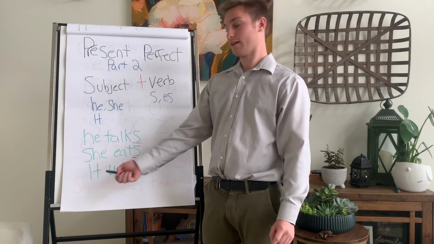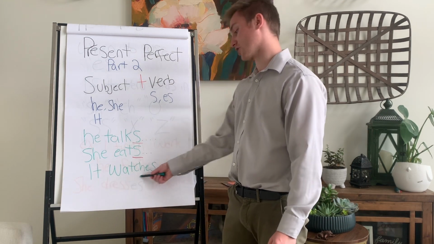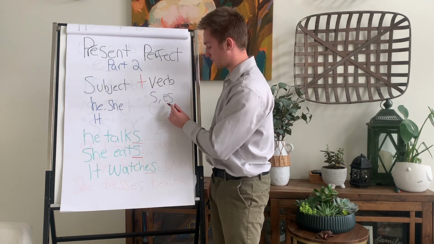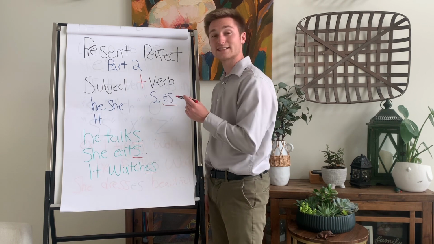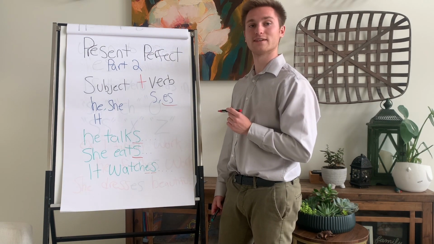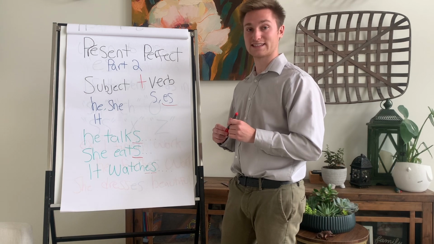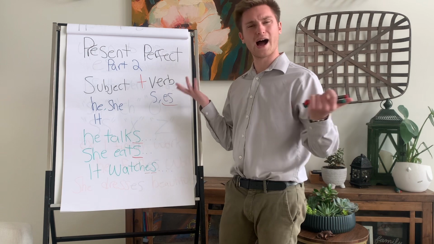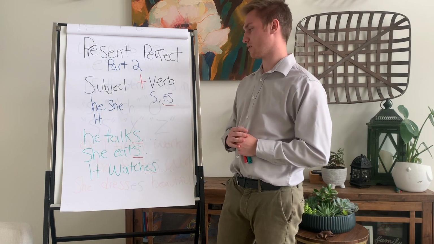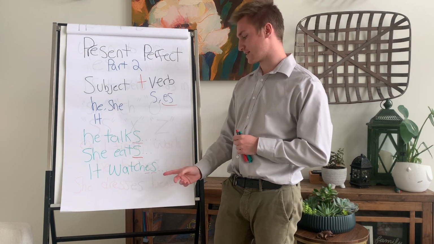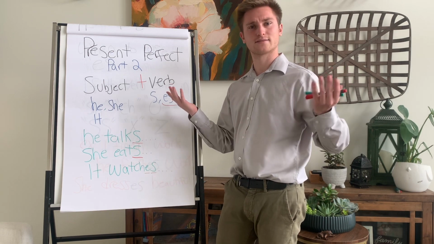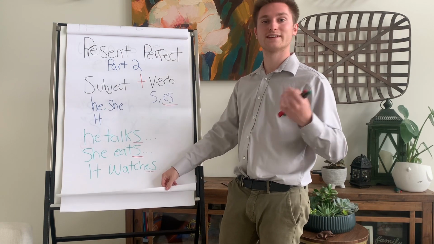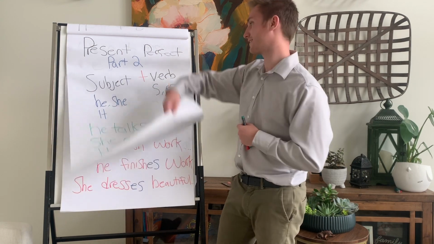Now here we have it watches. Notice we have ES. ES is a special one. We will look at this in the next slide. It watches. Why do we sometimes use S and sometimes ES? Good question. In English, there are funny rules sometimes.